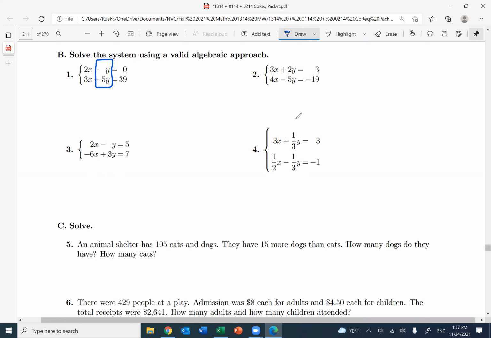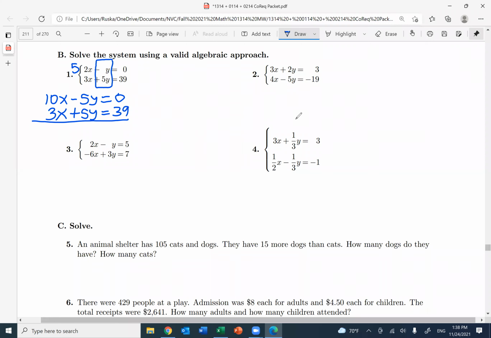Why am I doing that? Because I have a positive and a negative. How am I going to make them cancel each other? If I have the same numbers, 5 and -5, when I add them, it's going to be 0. So I have to multiply the first equation by 5, everything by 5, and that's going to cancel the y. That gives me 10x minus 5y equals 5 times 0, which is 0. But you still multiply both sides, right? And then I copy the second equation, 3x plus 5y equals 39.